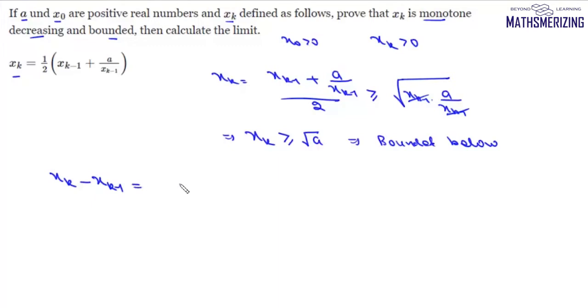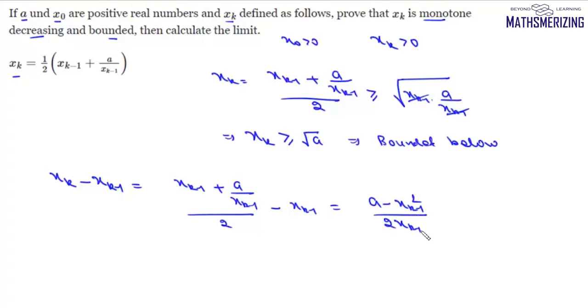Now we'll find xk minus xk minus 1, which will be (xk minus 1 plus a upon xk minus 1) divided by 2 minus xk minus 1. So we can write this as (a minus xk minus 1 whole square) upon 2 xk minus 1. Now xk minus 1 will be greater than or equal to under root a. So this a minus xk minus 1 square should be less than or equal to 0. So from here we can say this xk should be less than xk minus 1. That is, this sequence is a monotone decreasing sequence.